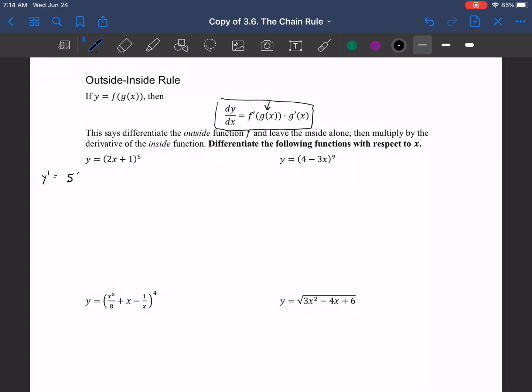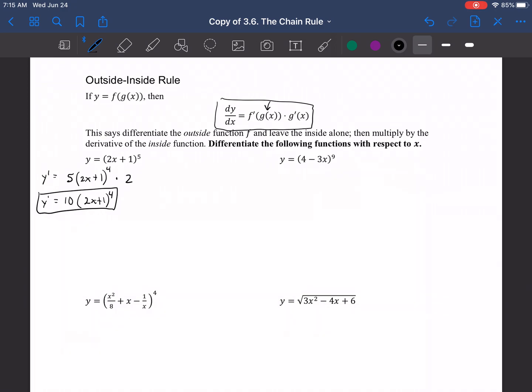That's 5 times 2x plus 1. So you have to be able to identify the outer part. That's the outer part. Times the derivative of what's on the inside. And the inside is the 2x plus 1, which is what we would have made equal to u. Times the derivative of 2x plus 1, which is just 2. And so ultimately, y prime equals 10 times 2x plus 1, quantity to the 4th power. Okay? And so that does it. That's it right there.